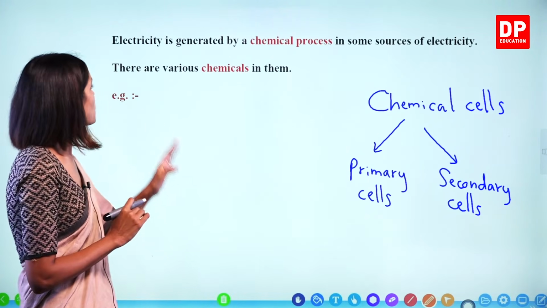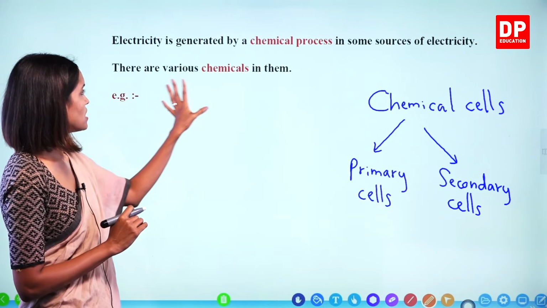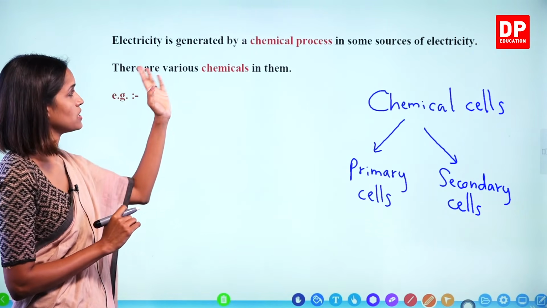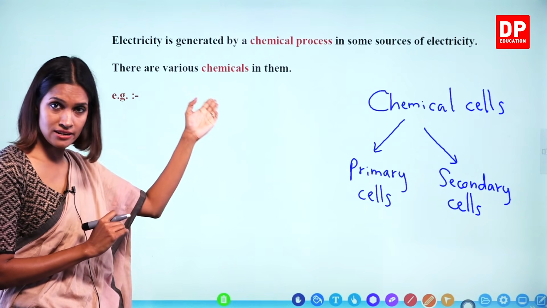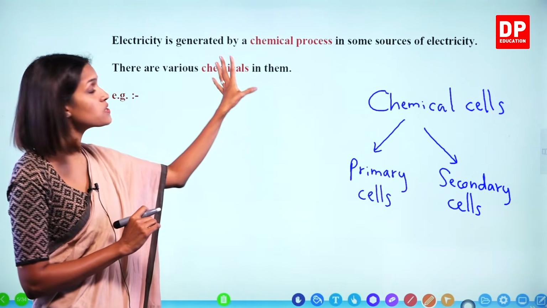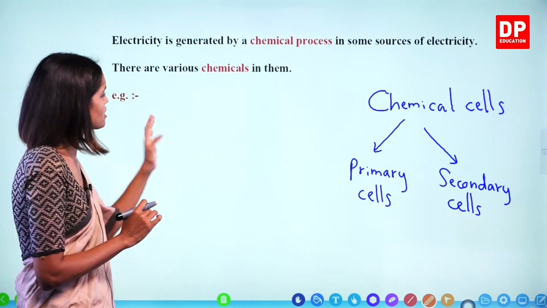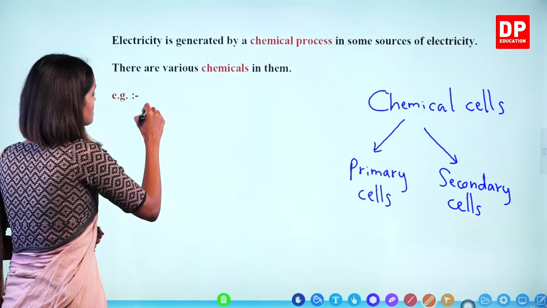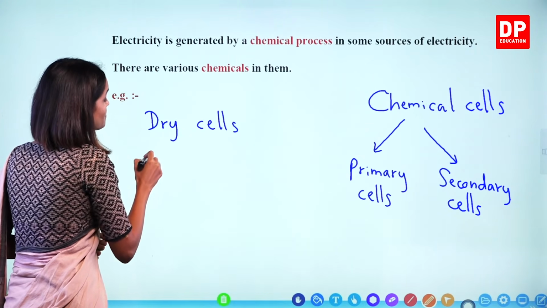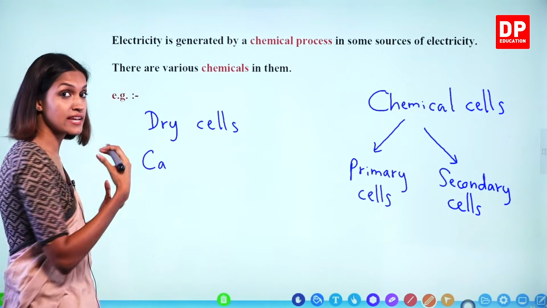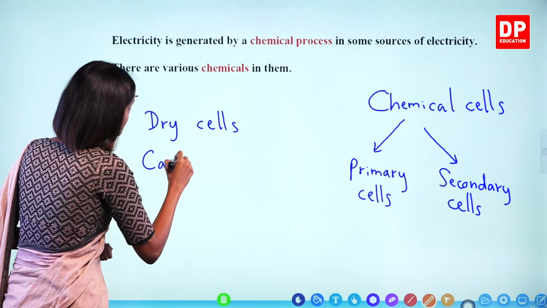Okay. So what are the other examples? Now if you take all the examples for these sources of electricity that generate electricity using chemical process, what are the examples? I already mentioned dry cells, car battery or vehicle battery or lead acid accumulator.